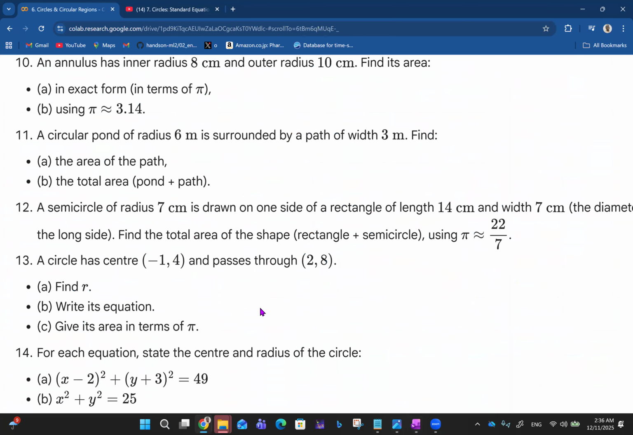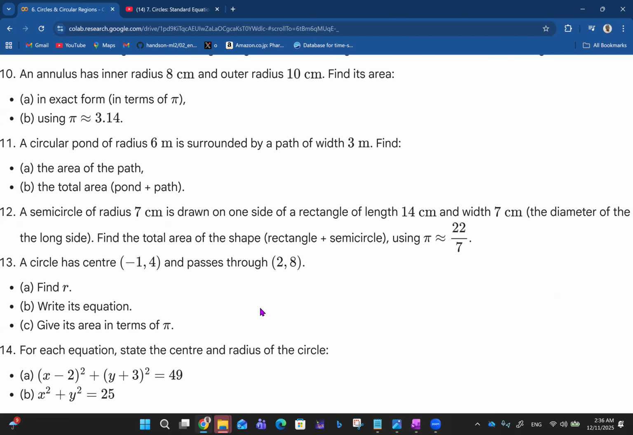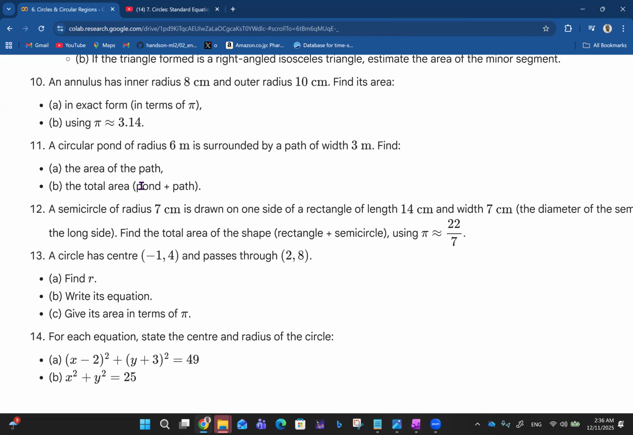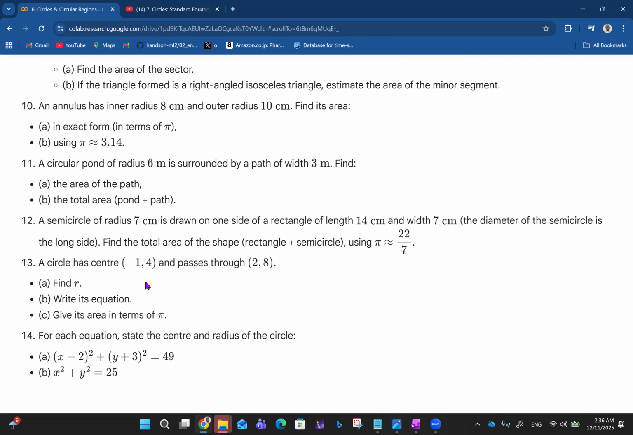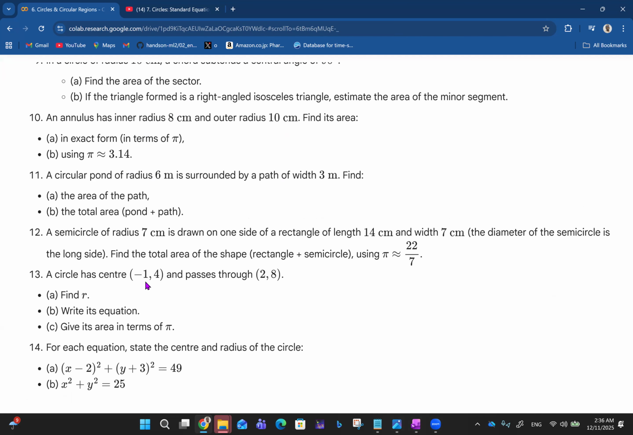So then we have the next part. It says the area of the path, of course, that's what we found here. The total area, pond plus path, in that case will be pi big R squared plus pi small r squared. So that's easy to handle. Then for question 12, a semicircle of radius 7 cm is drawn on one side of a rectangle of length. I mean, you can figure all of this out. So work at this.